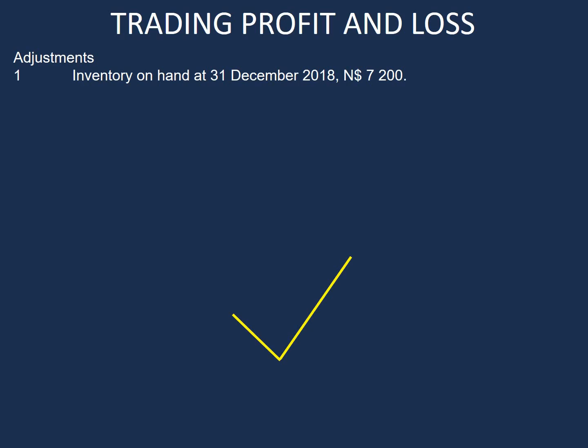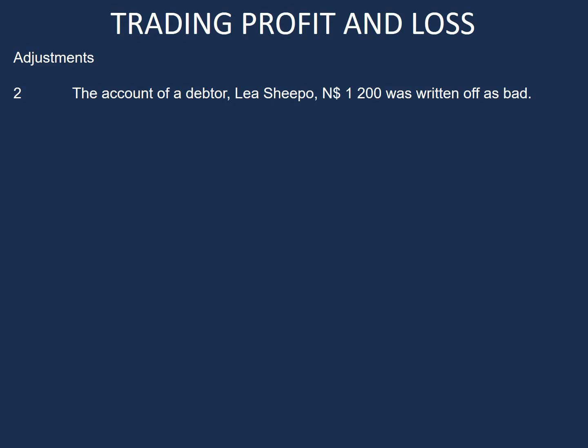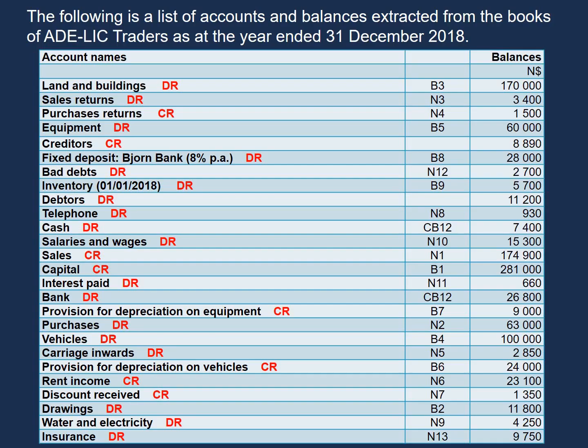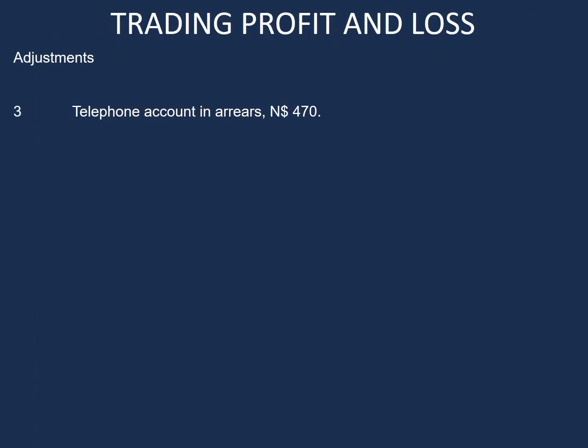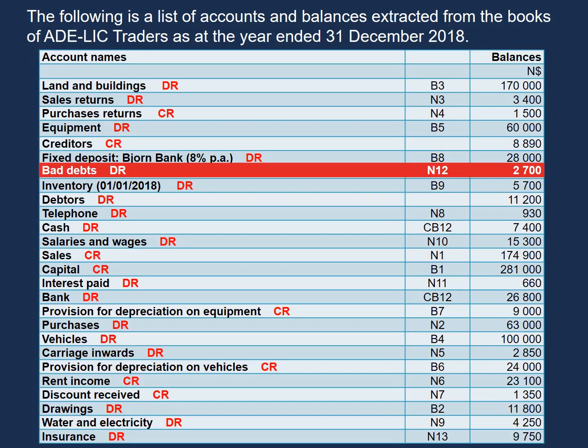Let's move on to the next one. The account of a debtor, Leah Shipu, $1,200, was written off as bad, and the account we need to highlight is bad debts. There we go. Let's move on to the next adjustment. Telephone account in arrears, $470. The account here that will appear in our profit and loss account will be the telephone account. So let's go back to our list of balances and highlight that account.